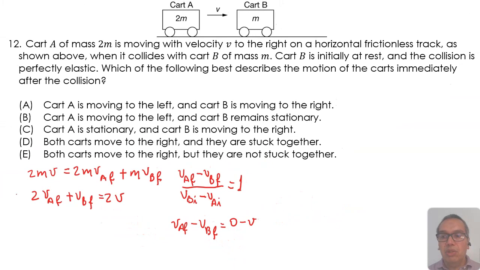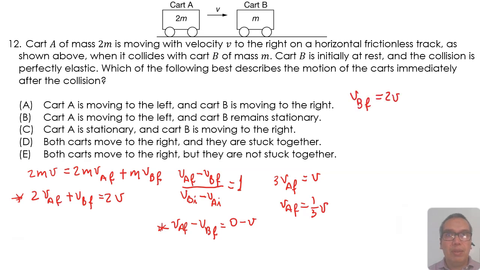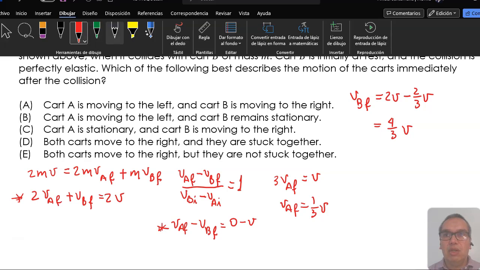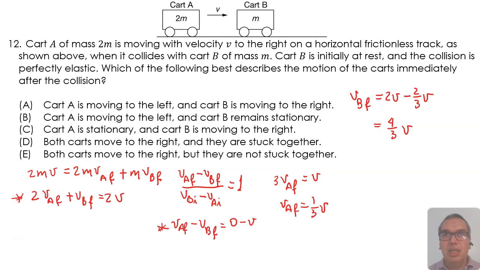By elimination, we have 3 VAF is equal to v. So VAF is 1/3 v. By substituting, we get VBF is equal to 2v minus 2/3 v, which is equal to 4/3 v. Since the two final velocities are positive, both carts are moving to the right, albeit with different velocities. The correct answer then is option E.